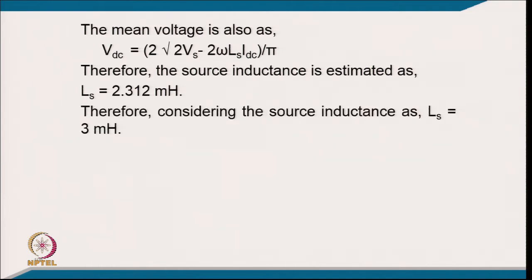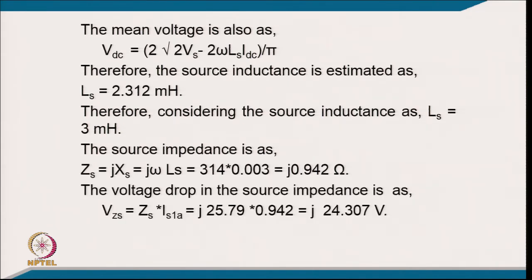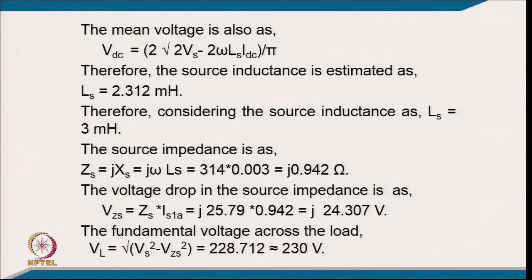Therefore, considering the source inductance as Ls equal to 3 millihenry, the source impedance is calculated as Zs equal to jXs, that is jωLs. So, that comes j0.942 ohm, and the voltage drop across the source impedance is Zs IS1A. By keeping the value of both, it comes 24.307 volt, and the fundamental voltage across the load will be square root of Vs square minus Vz square. So, it comes to 228.712, that is approximately 230 volt.